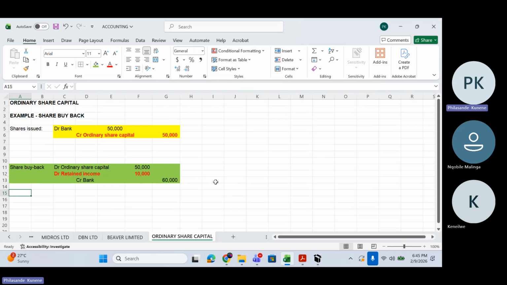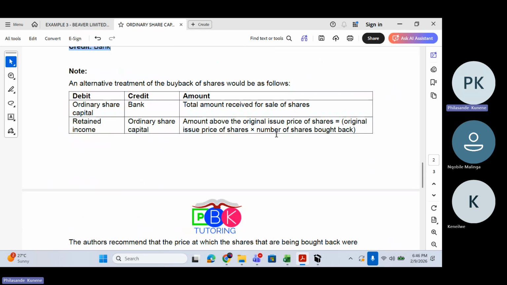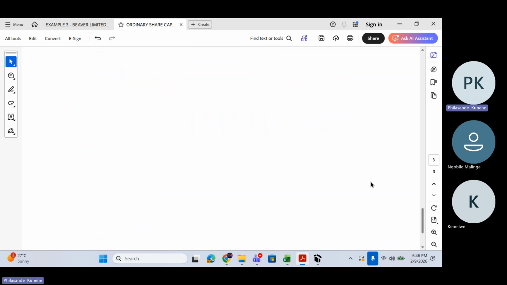Whenever there's a share buyback, you must be careful. At what price are we buying them back? Most of the time, it will be higher, because that is a complex situation. If you buy them back at 50,000, it's simple and straightforward. Same thing, you just reverse what you did before. If you're buying them at a price lower than that, it's also simple and straightforward. But this is the complex one that they're going to test you on. So it's very important that we look at it.